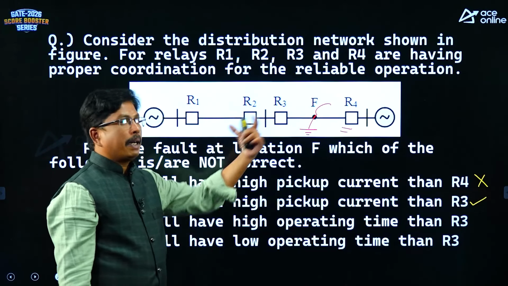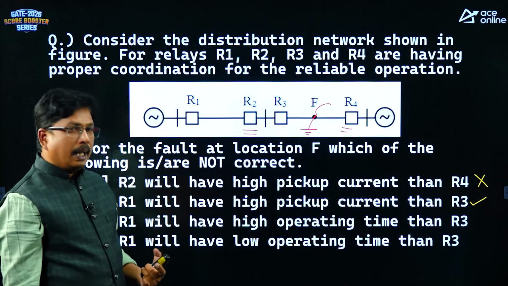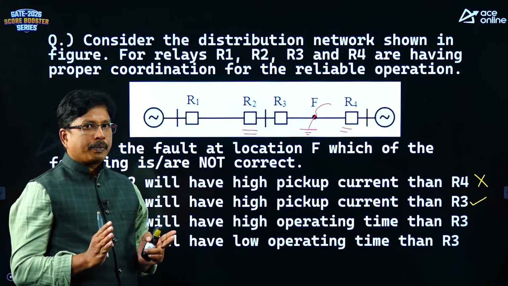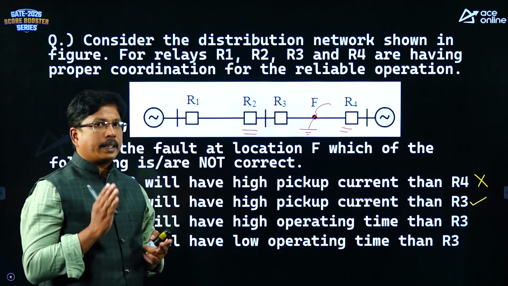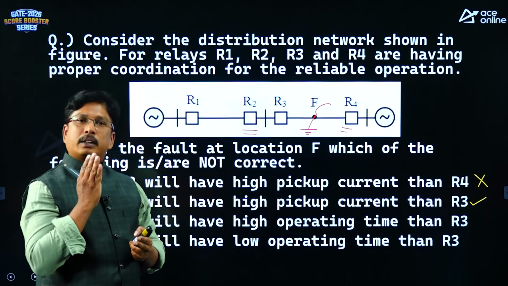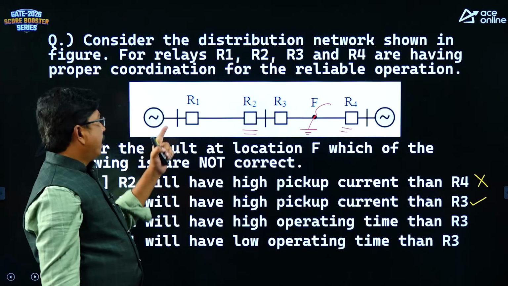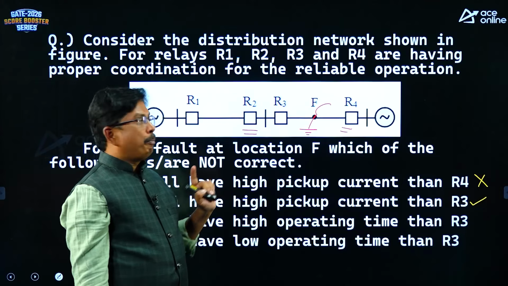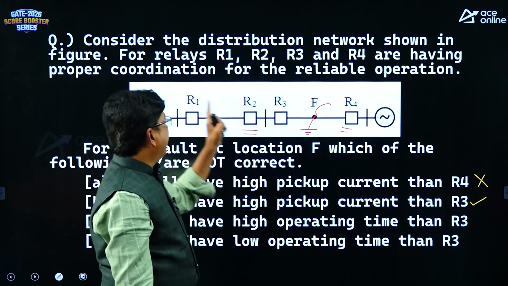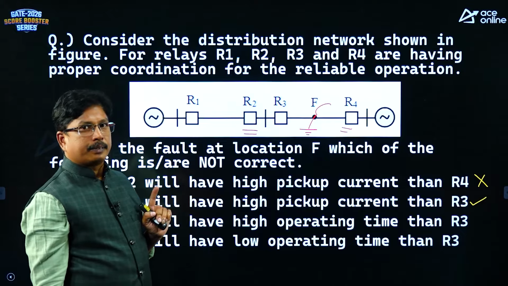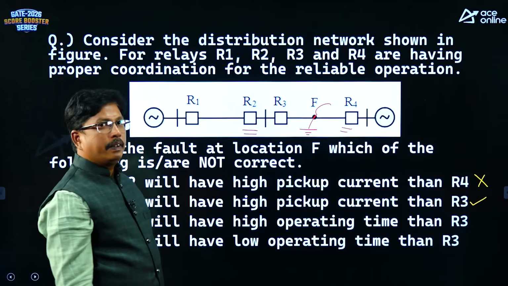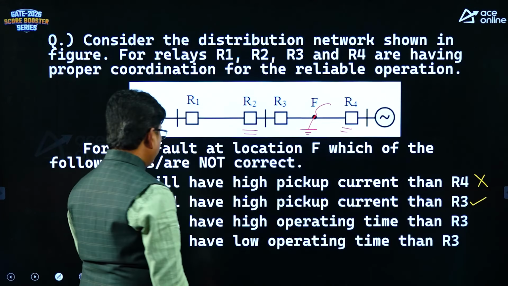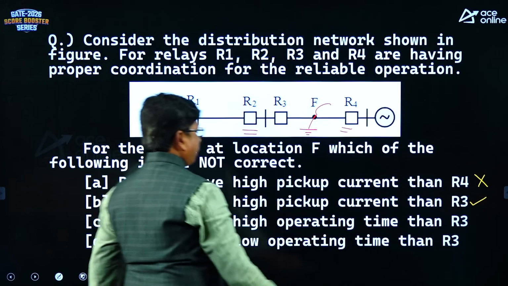Relay 1 will have high operating time than that of R3, no. Faults which are close to the generator are always more severe faults, so those relays should operate faster. Relay 1 has the least operating time than that of relay 3. Pickup current of this one is less, operating time of this one will be less. So relay 1 will have high operating time, no, this is also a wrong statement.